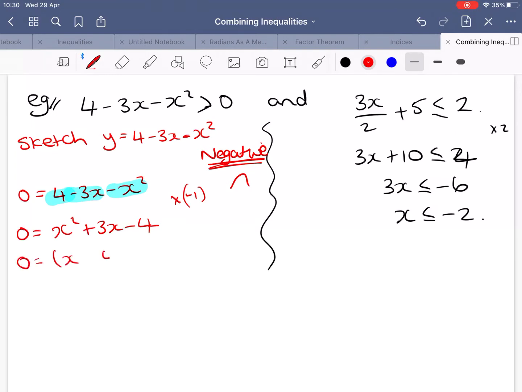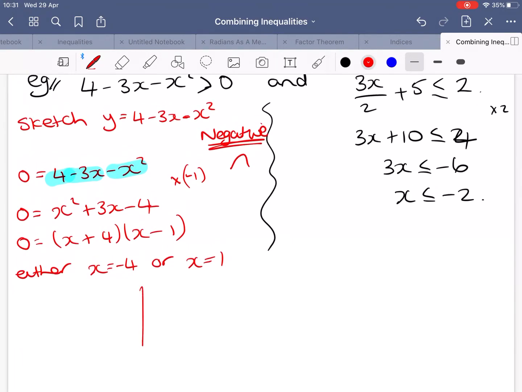Nice and easy to factorise, because you've got 4 times 1, and you've got to have the plus 4 and the minus 1. So either x plus 4 equals 0, so x is minus 4, or the x minus 1 bracket equals 0, so x equals 1. So when we come to sketch it, we end up with crossing at minus 4 and 1. Remember, it's that negative quadratic, so it's an upside down one, so it's going to look like this.